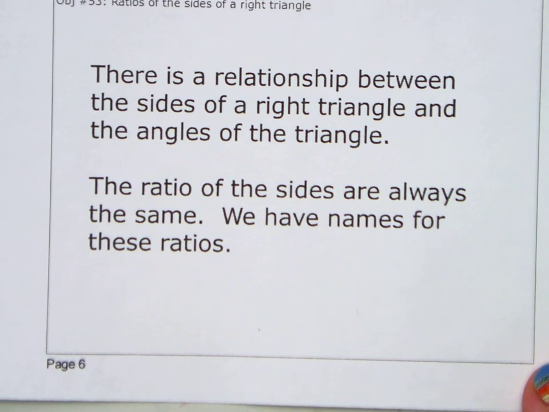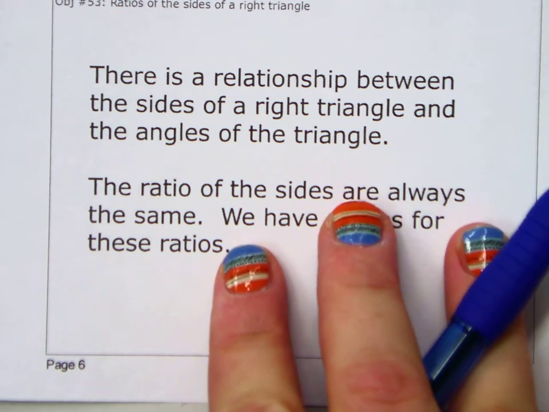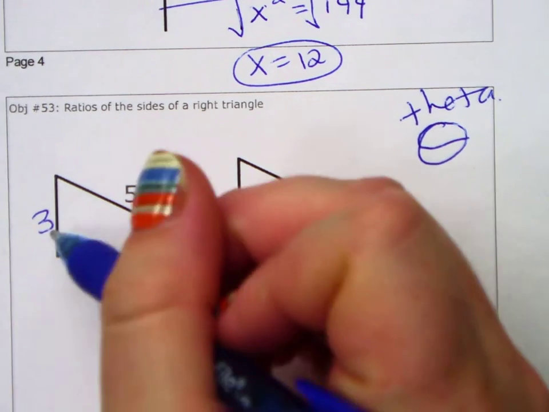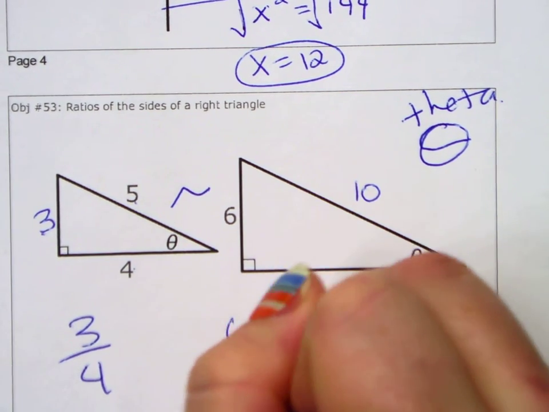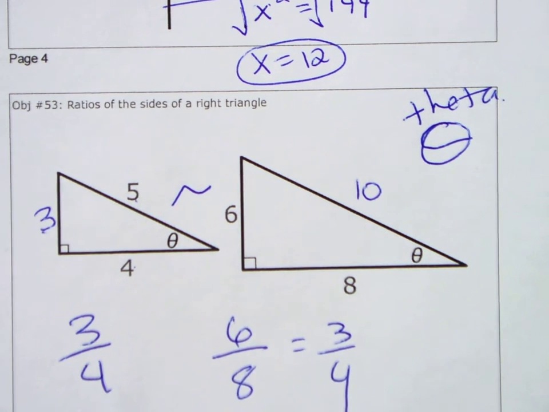Write this down. There's a ratio between the sides of a right triangle and the angles of the triangle. The ratio of the sides are always the same. We have names for these ratios. So for instance, the ratio of this side, 3 over 4, is the same as 6 over 8, because 6 over 8 is 3 over 4. So there's a relationship there.